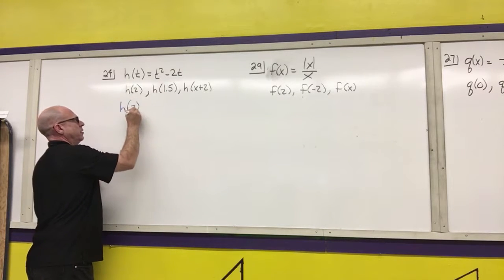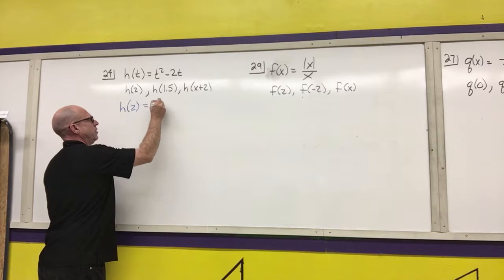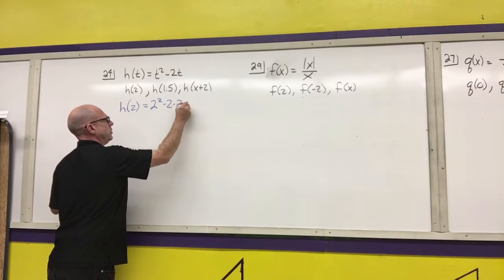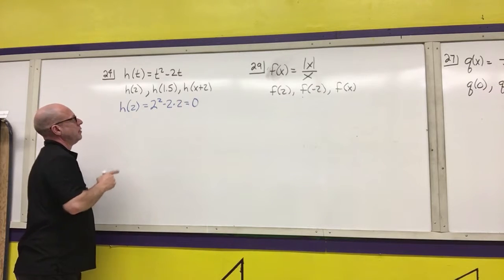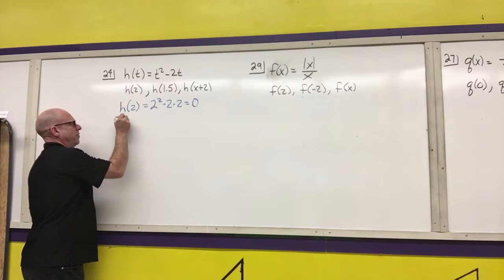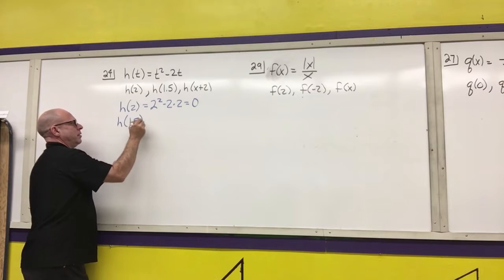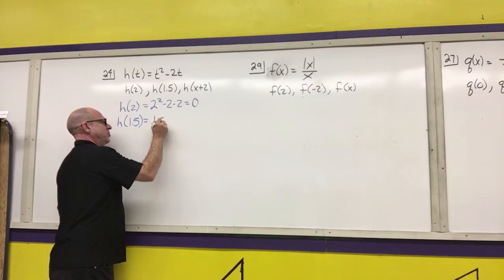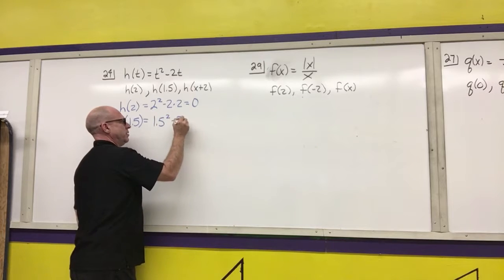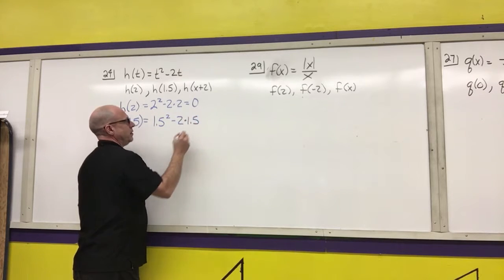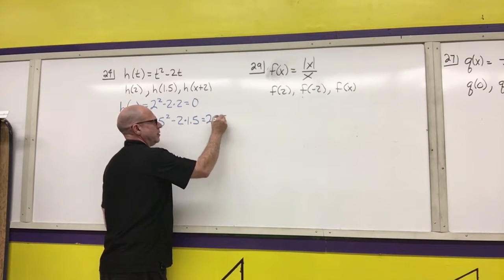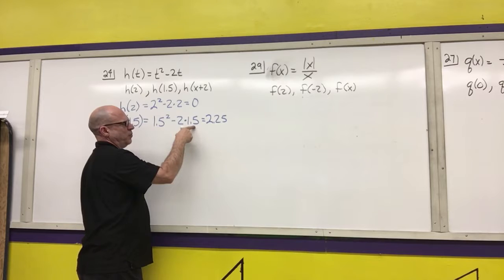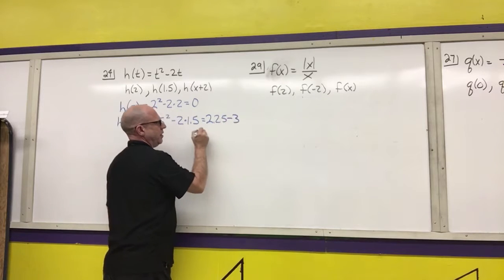So h of 2 is equal to 2 squared minus 2 times 2, which is 4 minus 4, which is 0. Do the same thing for h of 1.5. I'm going to get 1.5 squared minus 2 times 1.5. 1.5 squared is 2.25. Negative 2 times 1.5 is negative 3. And the answer is negative 0.75.